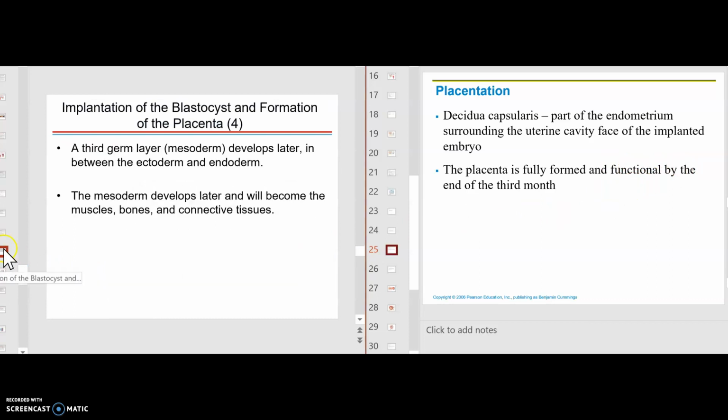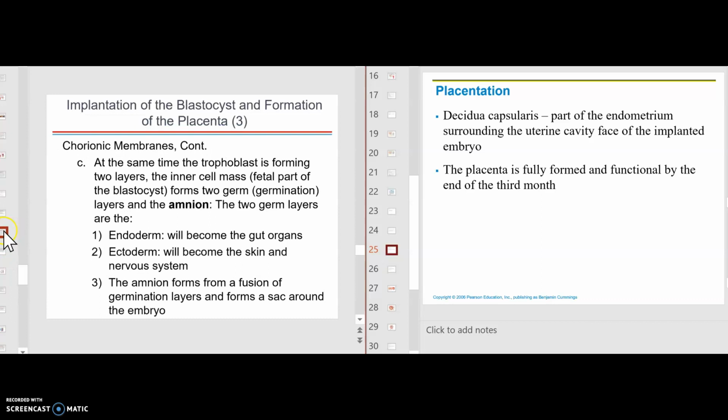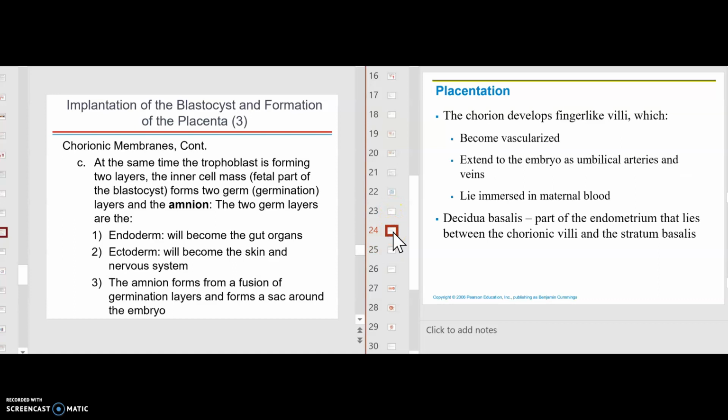Okay, I'm going to come here. Now, let me come back here. Okay, and I'm going to go one more. All right, so we have placenta, decidua, the mother's tissue. Chorionic membranes: okay, at the same time the trophoblast is forming 2 layers, the inner cell mass, the fetal part, is forming 2 layers. You also have the amnion forming, formed by 2 germ layers. Now we're going to talk about germ layers. That's your ectoderm, mesoderm, and endoderm. Okay, so we'll come to that. But we also have the amniotic sac that's being developed.